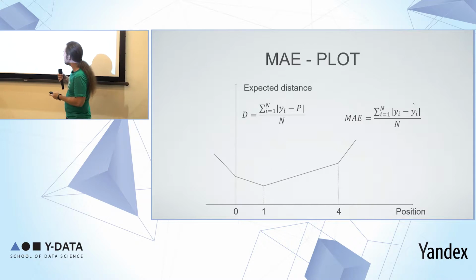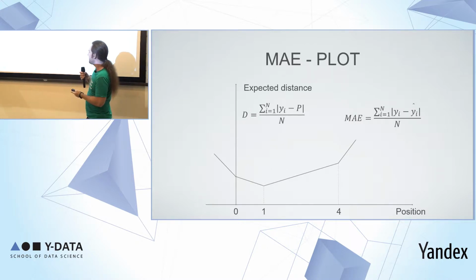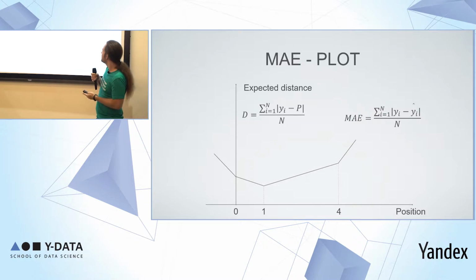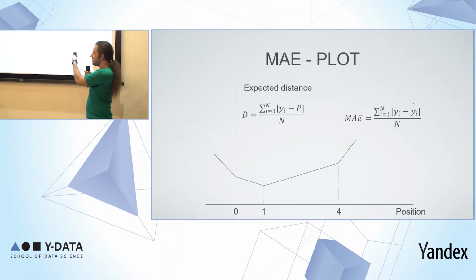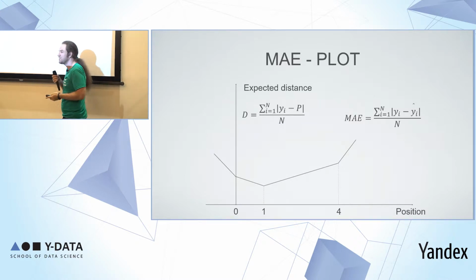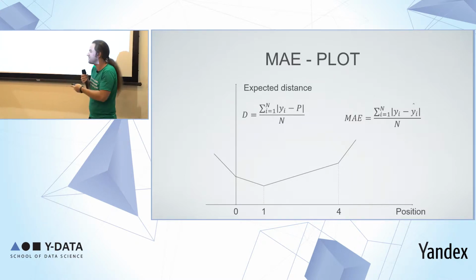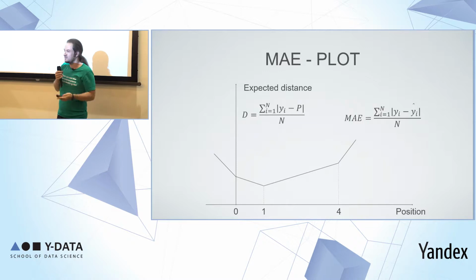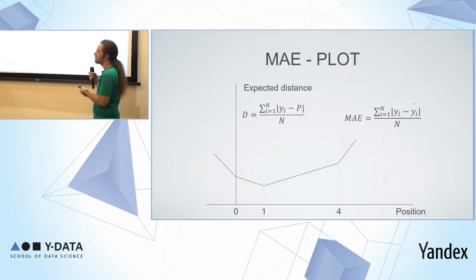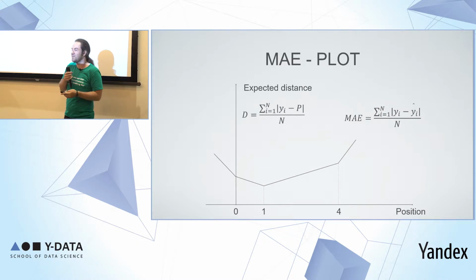And this is the expected distance by the position. You see that it's almost the same formula, but for mean absolute error, you actually can have a different prediction for every point. But if you have several examples and you need to predict the same value for all of these examples, the optimal value would also be the median of all the target values.